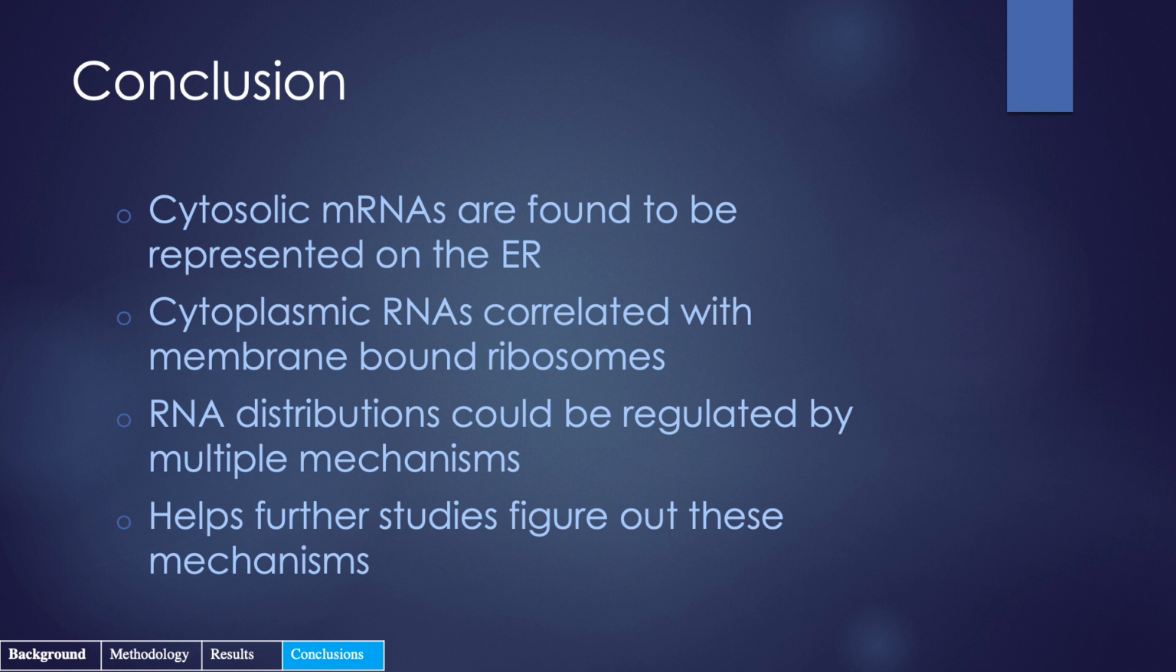So in this paper, it basically shows that RNA with expected cytosolic distribution of GAPDH does actually reside in close proximity to the endoplasmic reticulum and can be translated on the endoplasmic reticulum-bound ribosomes. And also GAPDH, which again is the cytosolic mRNA, was found on the membrane, which shows a significant positive correlation with ribosomes that are membrane bound.